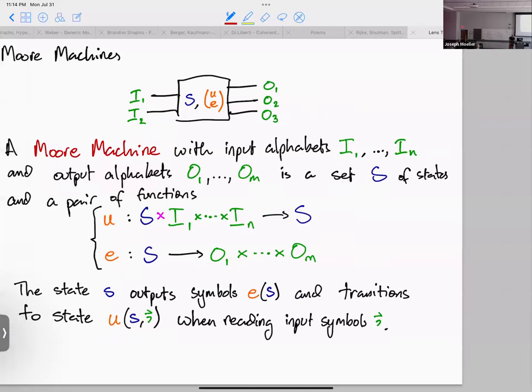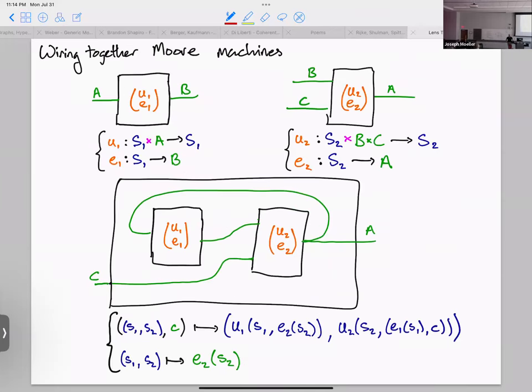So the nice thing about these Moore machines and writing it this way is that we can compose them. And this is where the lenses are really going to shine here. So suppose we have these two Moore machines. I wrote one up here. You can throw it back to me if you'd like.